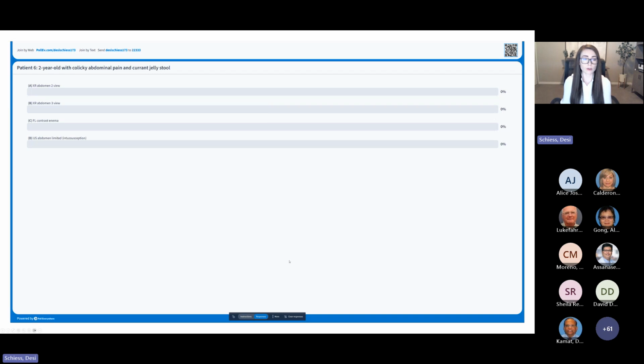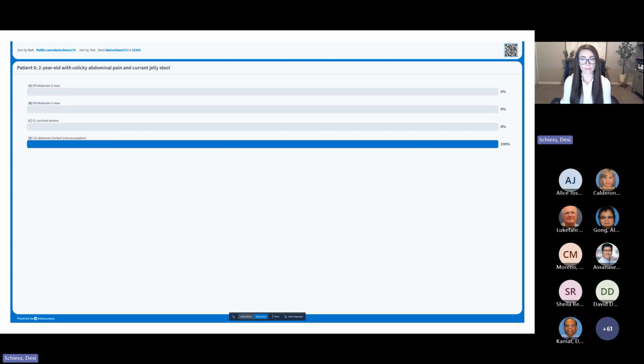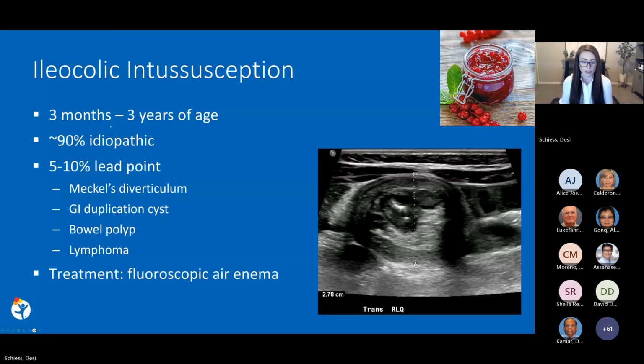Our next patient is a 2-year-old with colicky abdominal pain and currant jelly stool. We could consider either an X-ray 2 views or 3 views of the abdomen, a contrast enema, or an intussusception ultrasound. Which one would you like? Looks like everyone's going for the intussusception ultrasound, which is correct. So this patient's ultrasound showed the target sign appearance of an ileocolic intussusception.